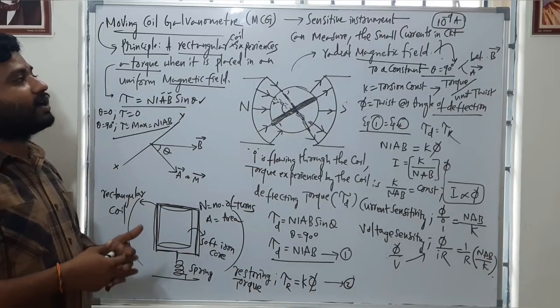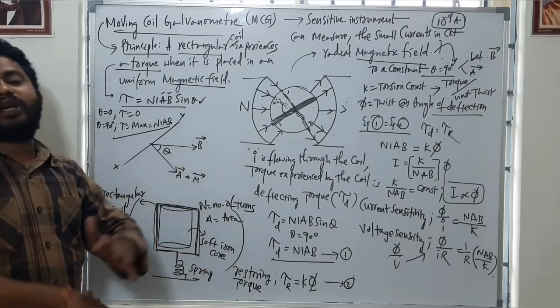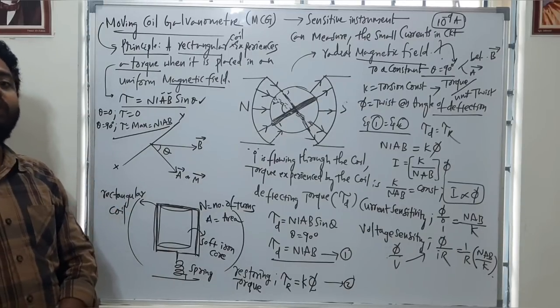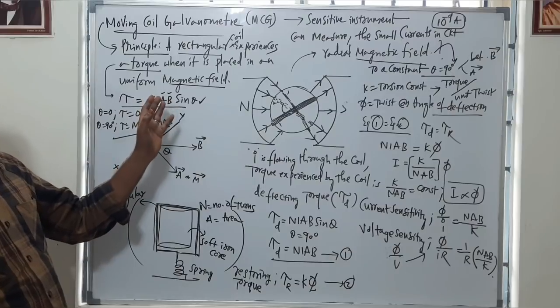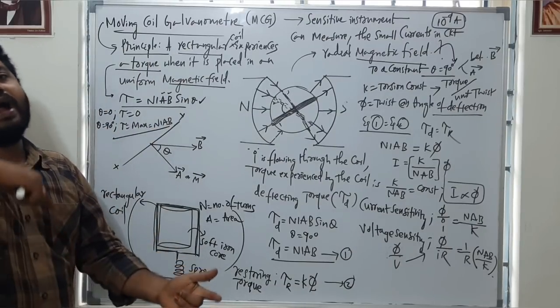Okay, so let's solve some numericals related to the moving coil galvanometer and torque experienced by a rectangular coil in the next class, along with the conversion of this moving coil galvanometer into an ammeter and voltmeter.